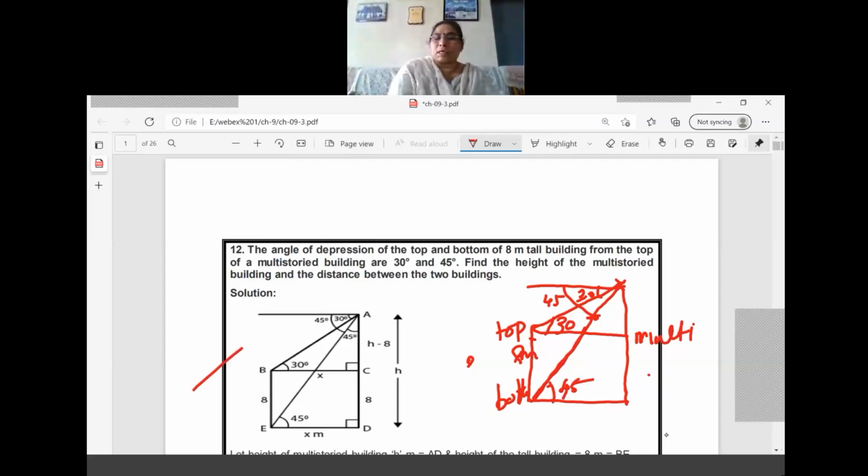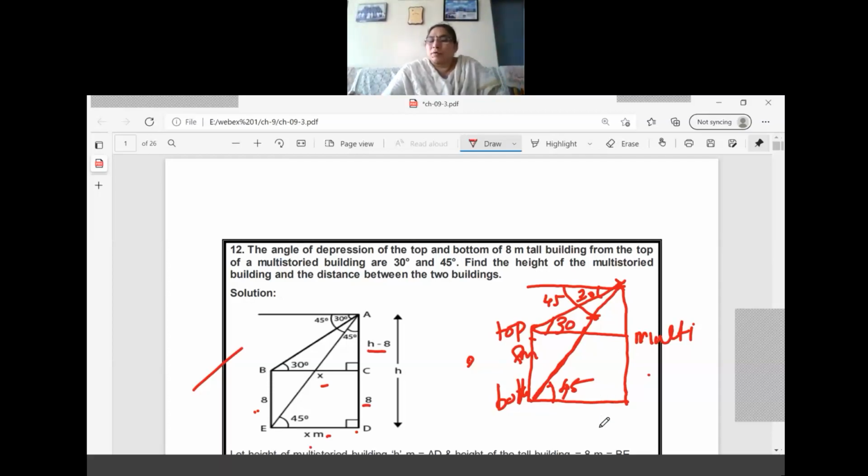Now we can go to this here because many questions we already did. Find the height of the multi-story building and the distance between the two buildings. So the distance between the two buildings is ED only. It is taken as x meters. If it is x here, here also x. This is 8, means here also 8. So the total height is h, which means h minus 8 is the remaining height.